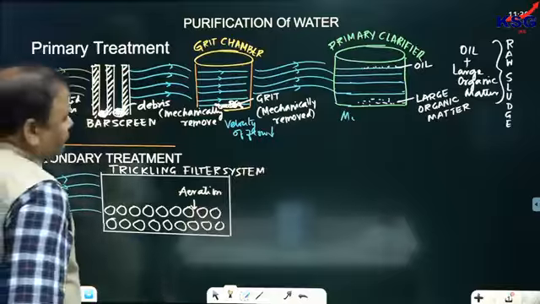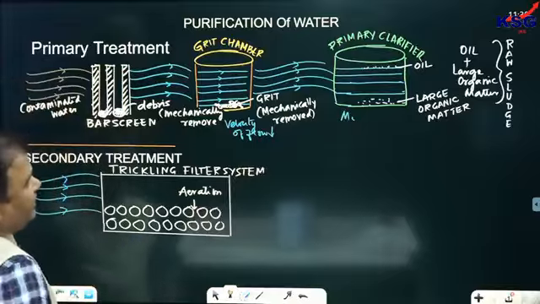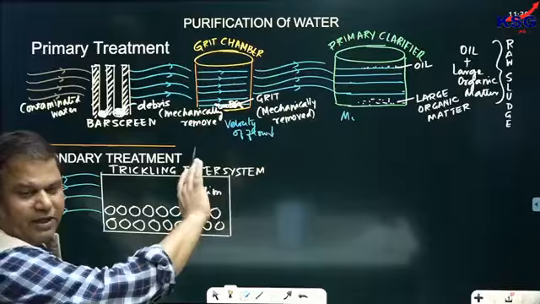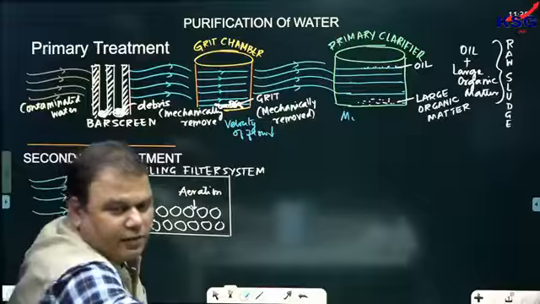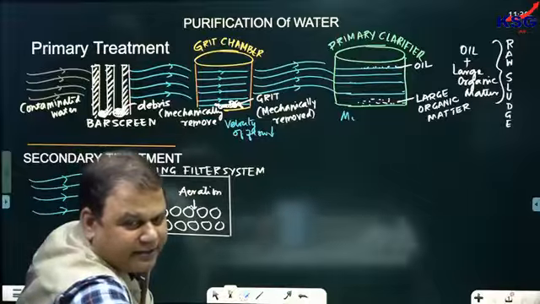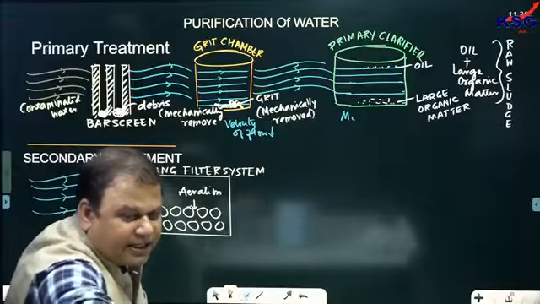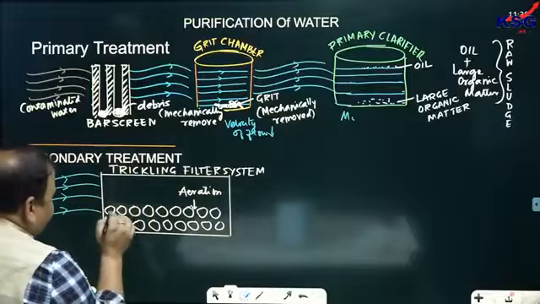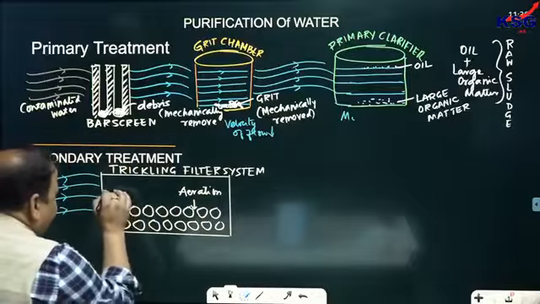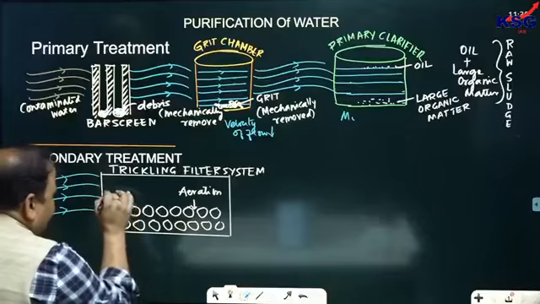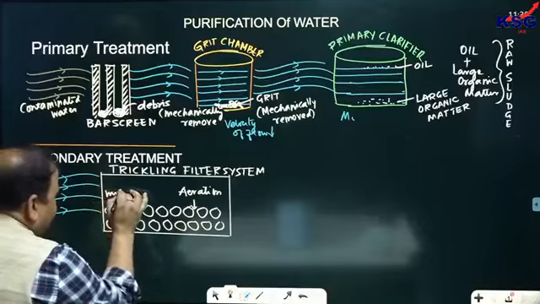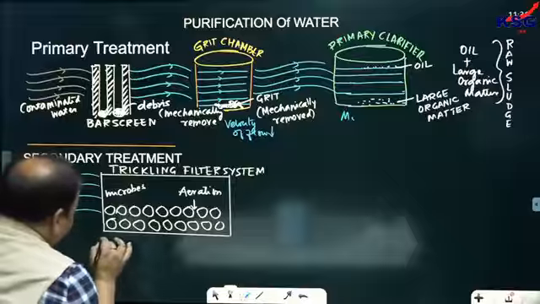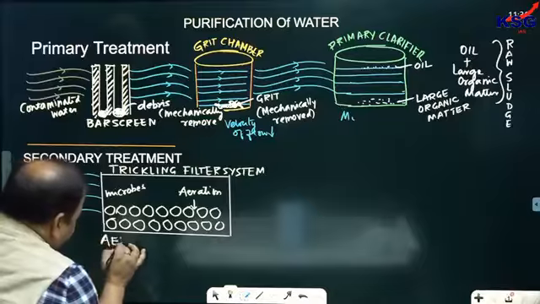Trickling filter system. So what we are doing here is that the larger organic matter we have already removed. But the small organic matter which has been left inside, because in these spaces microbes are present. So what will happen? Aerobic decomposition of small organic matter would take place.